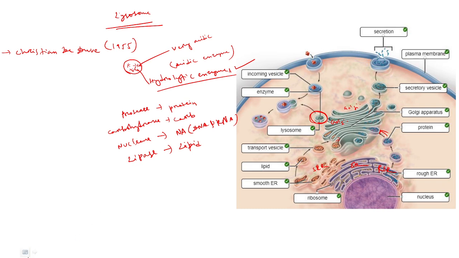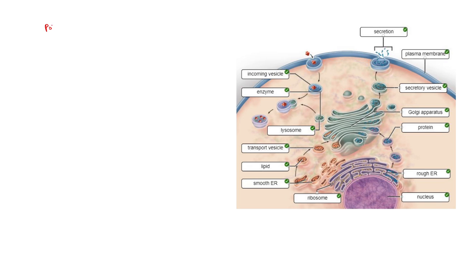Next, what is main and important is the polymorphism of lysosome. So what is the polymorphism? That means more than one form of lysosome. That means different types of lysosome are present. That is called the polymorphism. So it is also a NEET question. Which organelle shows the polymorphism? The answer will be lysosome.